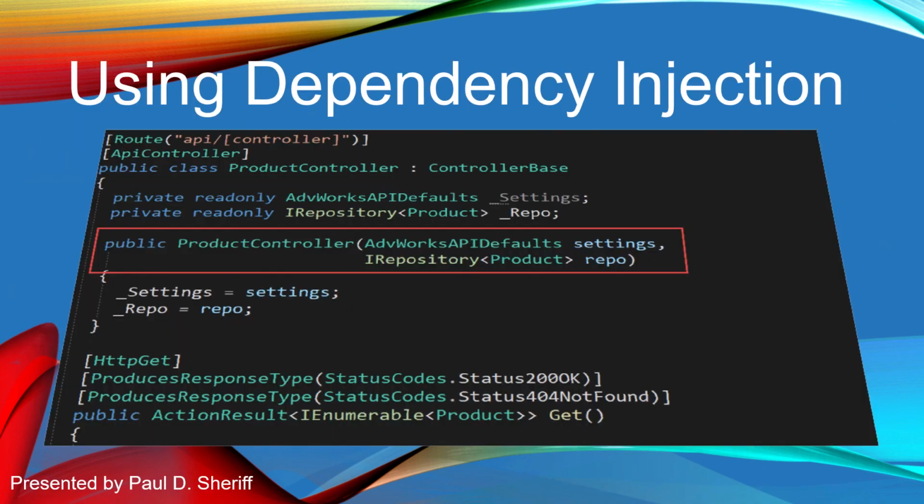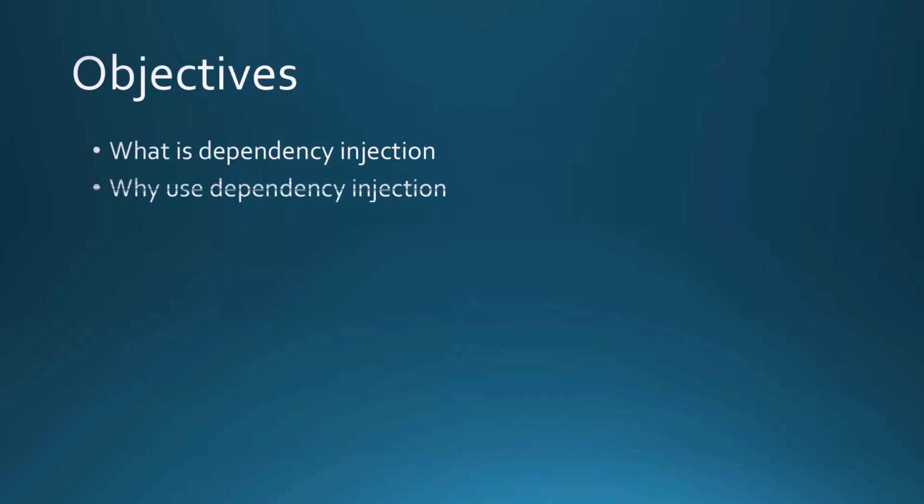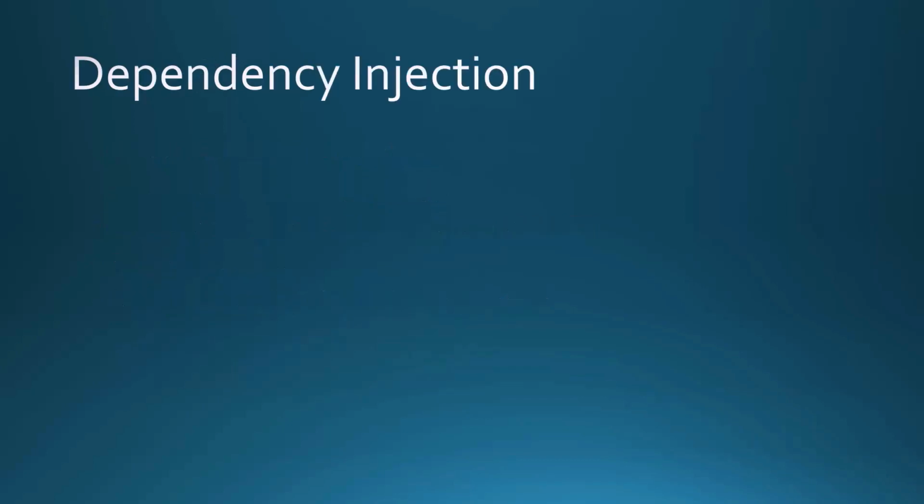In this lesson, we talk about using dependency injection. The objectives for this lesson are to find out what dependency injection is and why use dependency injection. We'll talk about how the service container works in ASP.NET, talk about service lifetimes, and then we're going to see several demonstrations of dependency injection.